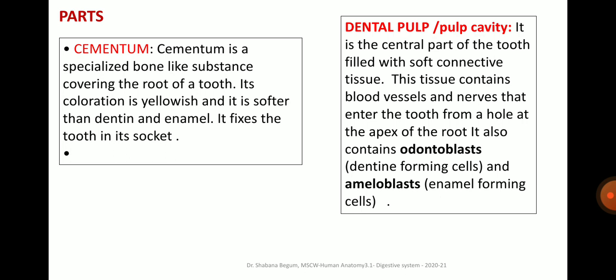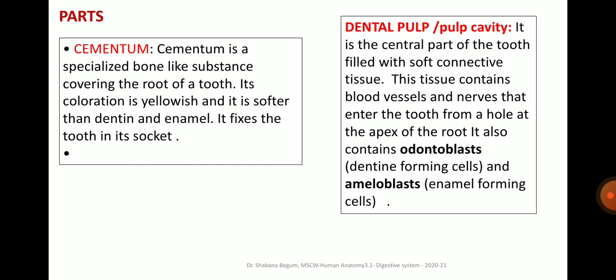Narrow extensions of the pulp cavity are called root canals. They run through the root of the tooth. Next is the dental pulp. It is the central part of the tooth. It's filled with soft connective tissue, and the tissue contains blood vessels and nerves that enter the tooth from a hole at the apex of the root. It also contains cells called odontoblasts, which are the dentine forming cells, and ameloblasts, which are the enamel forming cells.